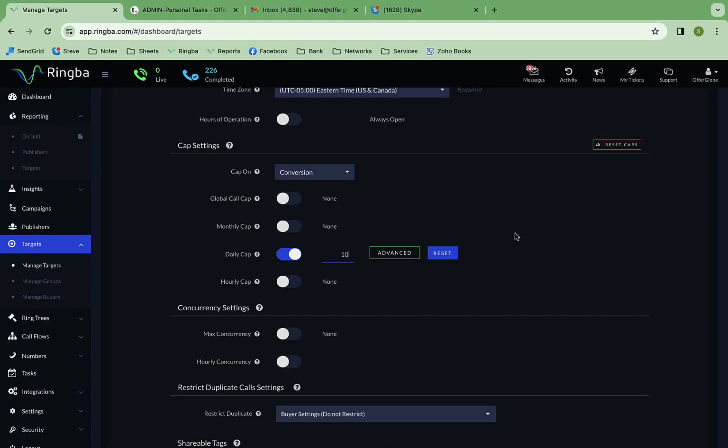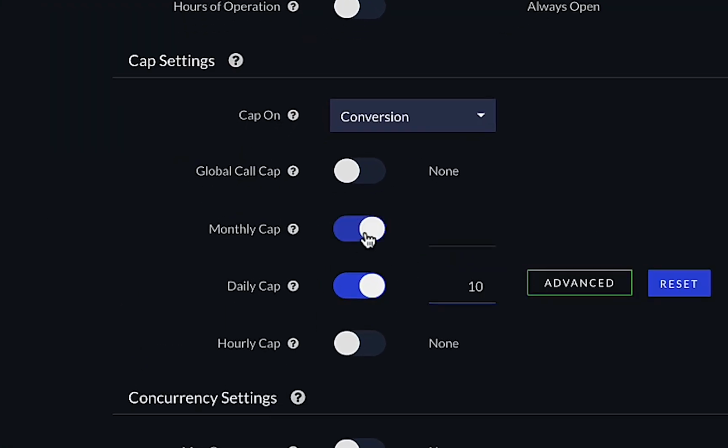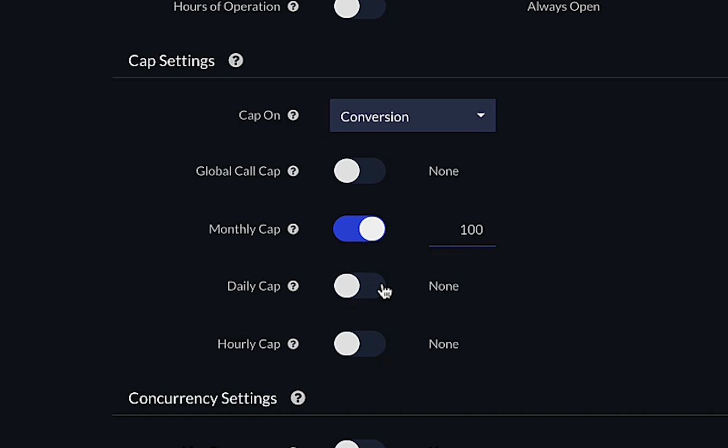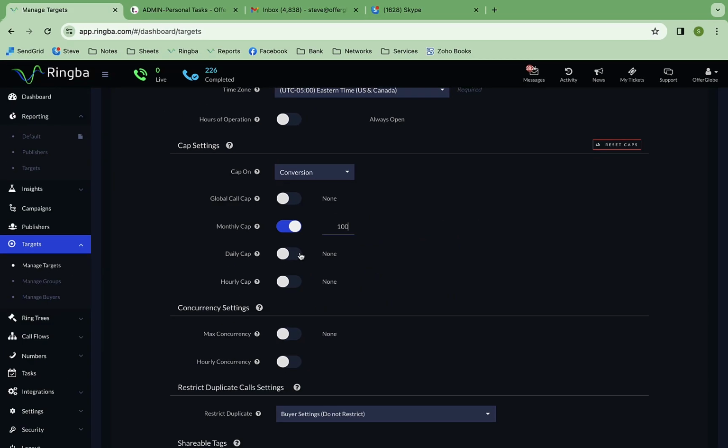In this case, client will not get more than 10 converted calls a day. So if you are having a high volume campaign, it is very important to add a backup buyer. If I set a monthly cap of 100, in this case it will mean that this client will not get more than 100 converted calls in an entire month. For example, if client achieves 100 converted calls on 14th of any month, then he won't get any other call for the next 16 days until the month is over or we revise this cap.